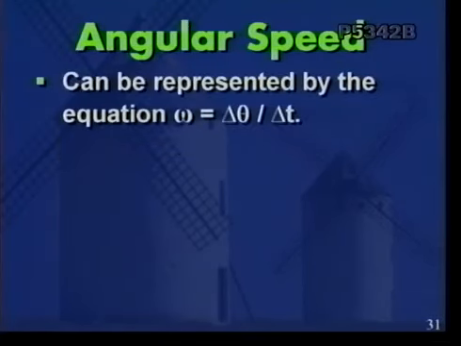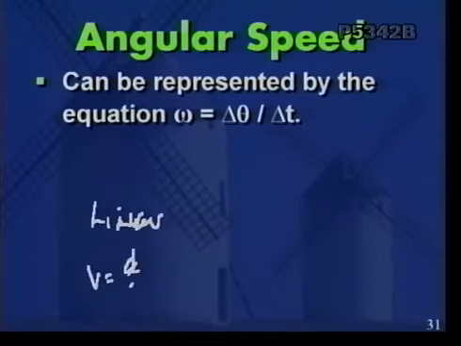Now, angular speed then can be represented by an equation. We have an equation for linear. So you can add this to your little chart that we started yesterday if you kept it up, linear and angular. Well, linear speed is equal to what? The speed is equal to distance divided by time. What do we use on angular position? Well, we have a different symbol. We don't use the symbol v. Instead, we use the Greek letter omega.